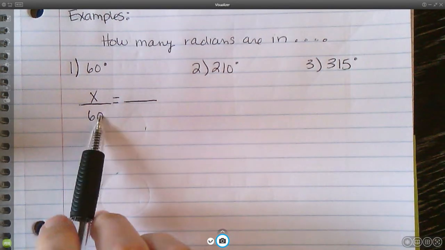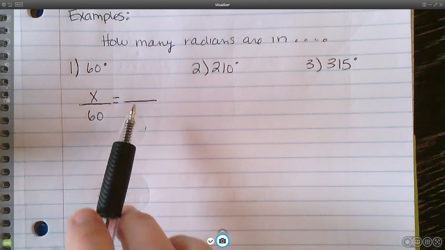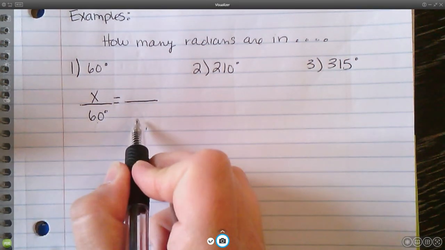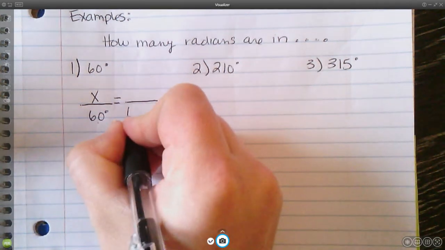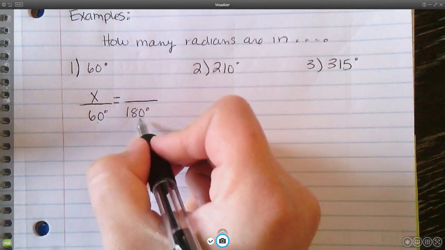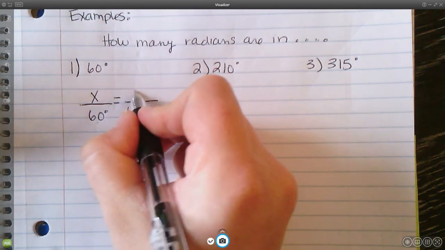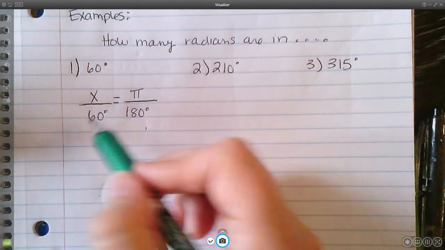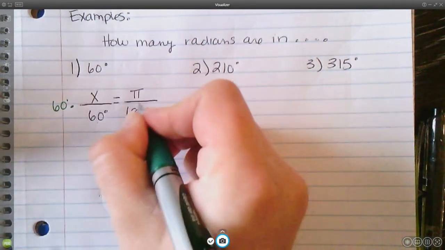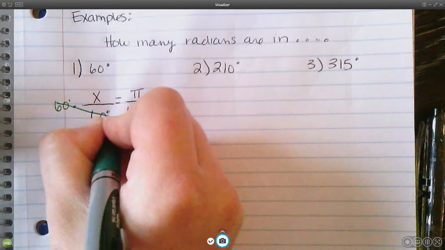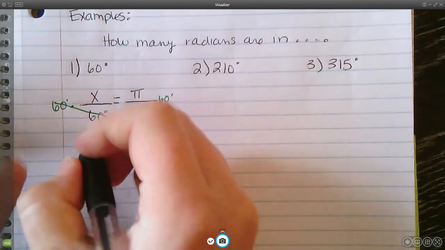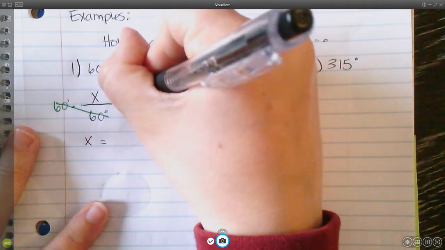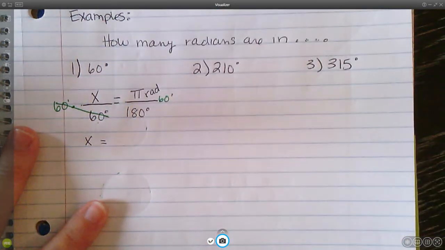Okay, then you have to figure out which way your ratio goes over here. Well, if I have 60 degrees in the denominator, I have to have degrees in the denominator here. So 180. And then what goes on top of 180? Pi. All right, and then you need to solve. So I need to multiply both sides by 60. These two things cross out. So I'm left with x equals, oh, look at me go. Forgot a label again. Sorry.